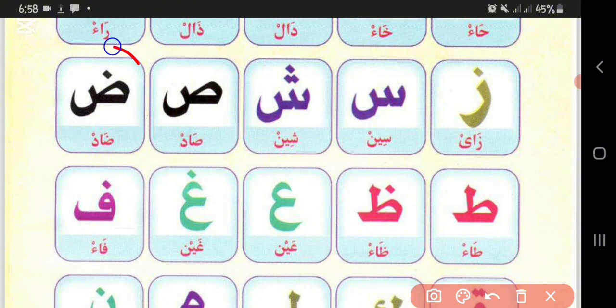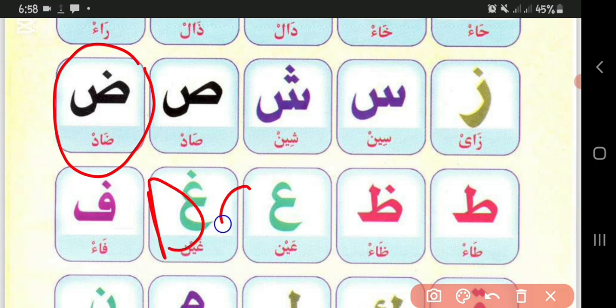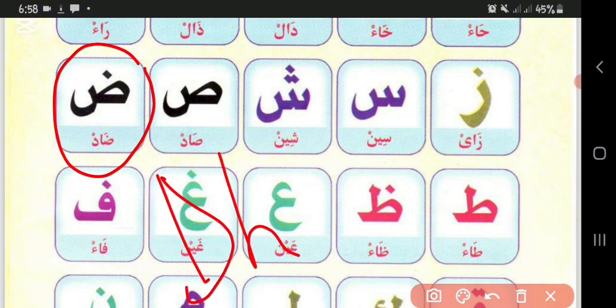Now, followed by Dad. You can see that Sad and Dad resemble each other. The only difference is that Dad has a dot. So how are you going to pronounce that one? You pronounce it as Dad. The transliteration is not like D, not dot, but DH. Dad.